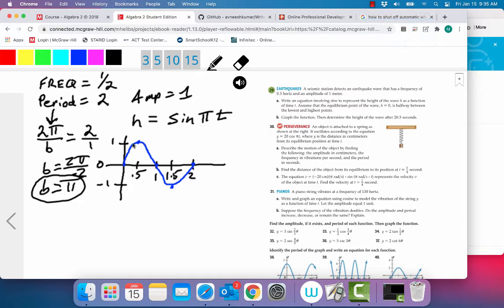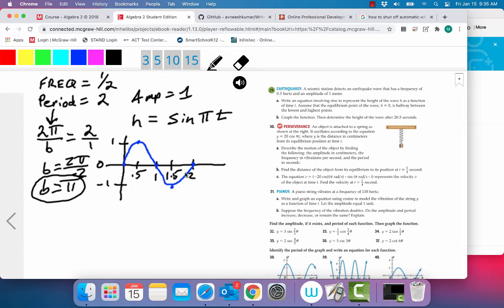So when we're talking about the height of the wave, at a half a second, the height is +1. At 1 second, it's back to 0. At 1.5 seconds, it's down to -1. And then at 2 seconds, it's back to 0. So when we talk about graph the function, determine the height of the wave after 20.5 seconds.